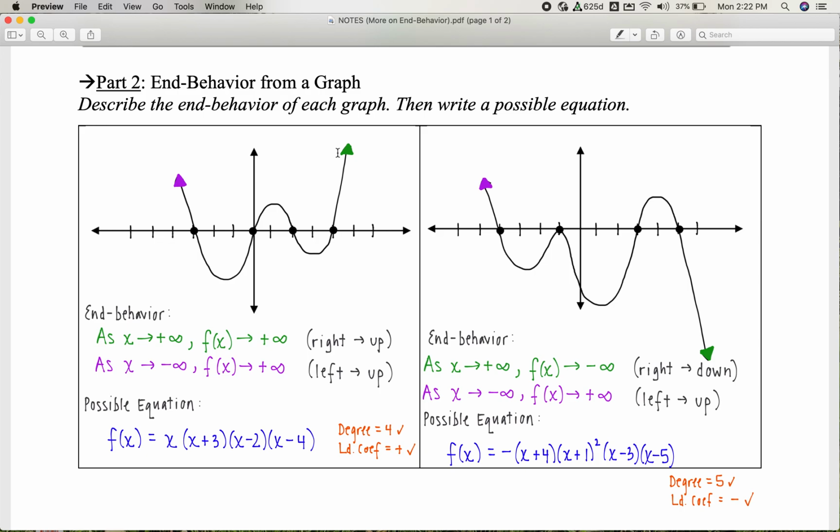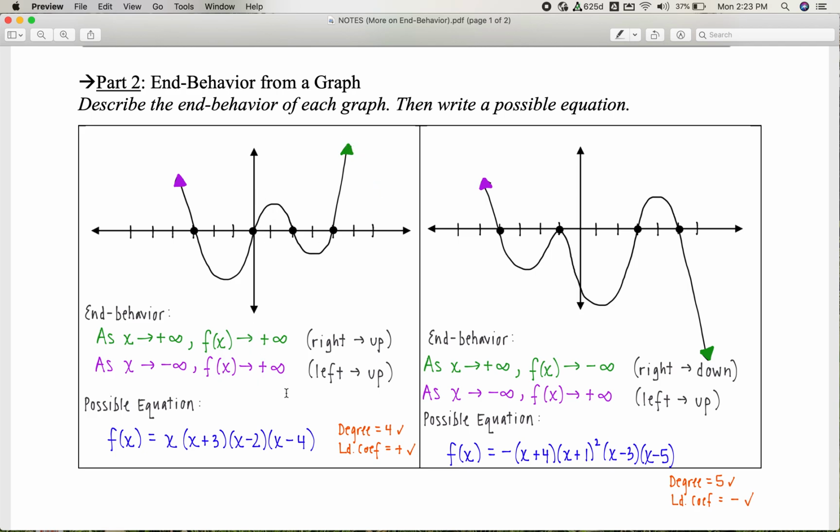Notice when I look at the right side that this graph is heading up. And that's what this green statement says here. As x approaches positive infinity, the function heads toward positive infinity. In other words, as I head to the right, the graph is heading up. This second statement right here says as the graph heads left, it also heads up, and that's where I am seeing those upward facing arrows on both ends.